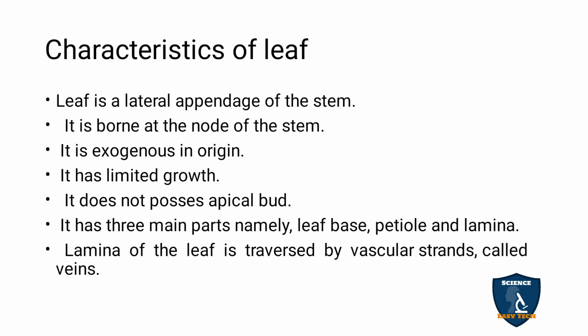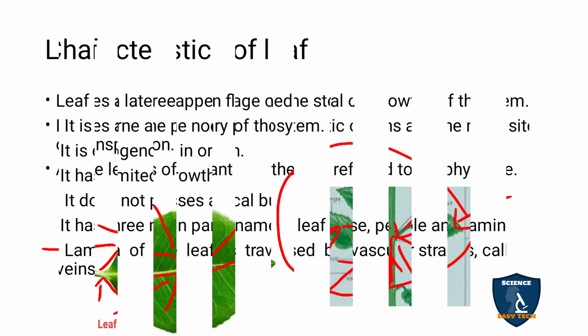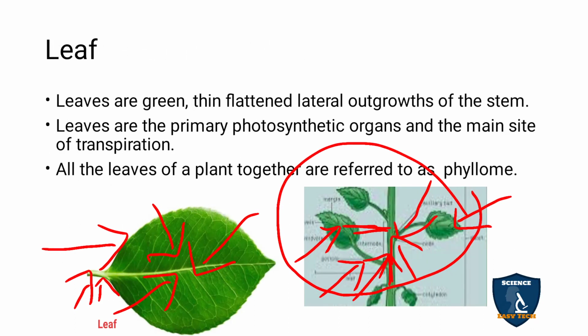Okay. So the lamina of the leaf is traversed by vascular strands called veins. So these are the veins. In the lamina the veins are seen. When you take the internal section, that is the cross section of the leaf, the vascular tissues are present in the veins only.